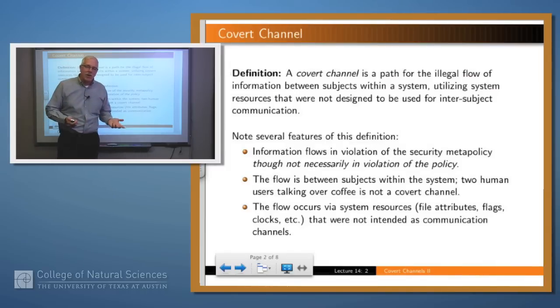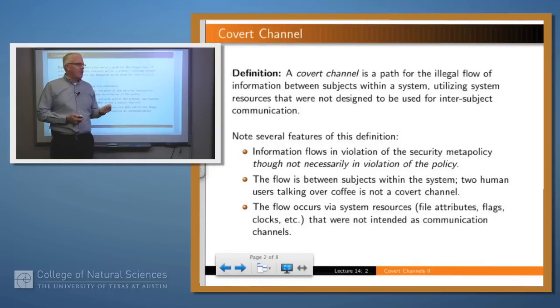All right, so what is a covert channel? Well, here's a definition. A covert channel is a path for the illegal flow of information between subjects within a system, utilizing system resources that were not designed to be used for inter-subject communication. Kind of a long definition, but let's pick it apart.